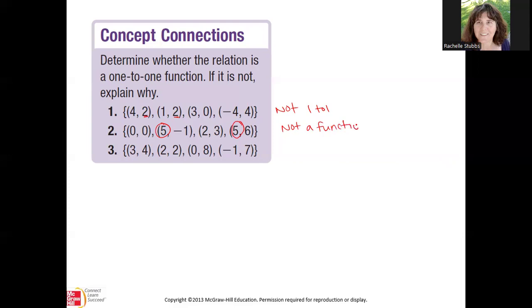And finally, let's look at this one: 3, 2, 0, -1. Okay, that works. 4, 2, 8, 7. I didn't repeat anything, so this is a 1-to-1 function. And that's what we're looking for: no x values repeat and no y values repeat.